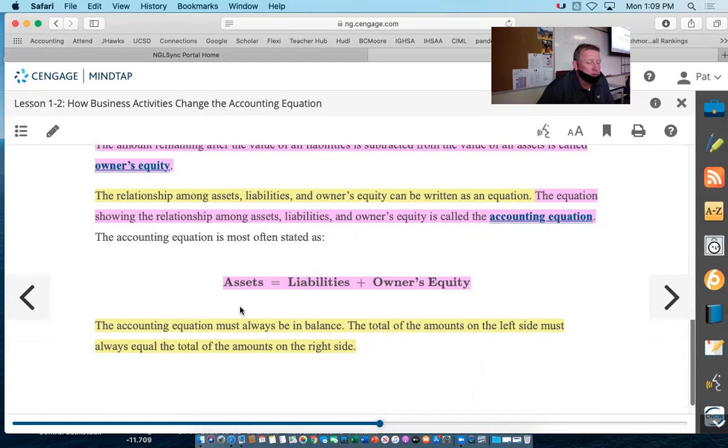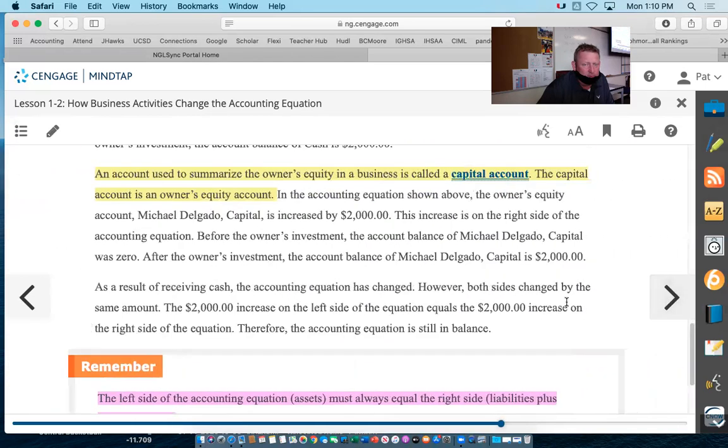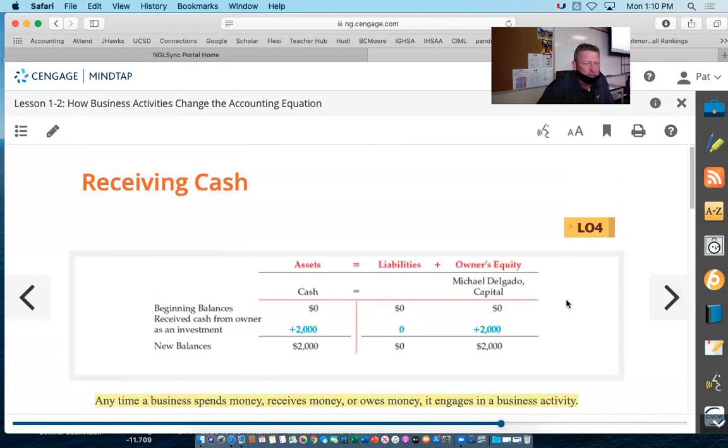It's very important. Every time we do a transaction, at least 2 accounts are being changed. Could be 2 assets, could be 2 liabilities, could be one on this side, one on that side, just depends. And that's what we're going to be learning. We need anything about thinking like an accountant. So now we go to receiving cash.